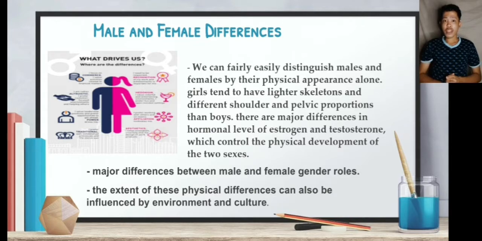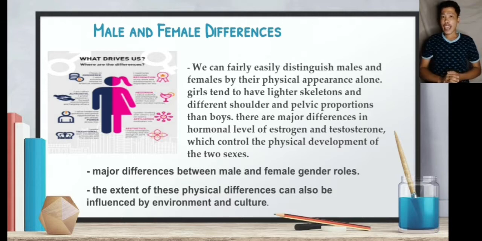And the differences in physical structure generally contribute to the male's greater strength, greater endurance for heavy labor, greater ease in running and overarm throwing, and lesser ability to float in water. Major differences between male and female gender roles: for example, girls or women are generally expected to dress in typically feminine ways and be polite, accommodating, and nurturing. Men are generally expected to be strong, aggressive, and bold.